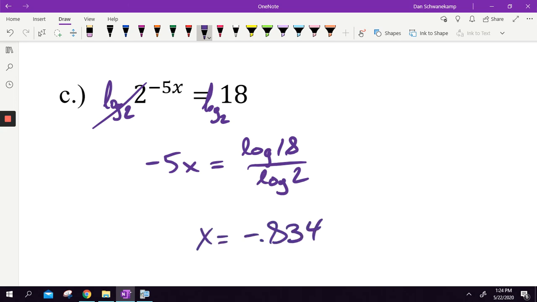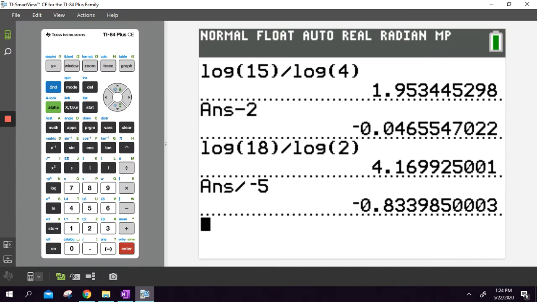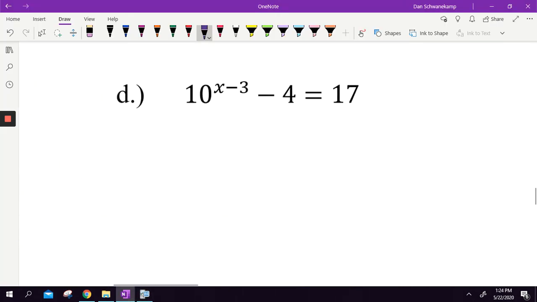So we took log of 18 divided by log of 2 and then divided by negative 5. Moving right along. All right, this time we've got something else.